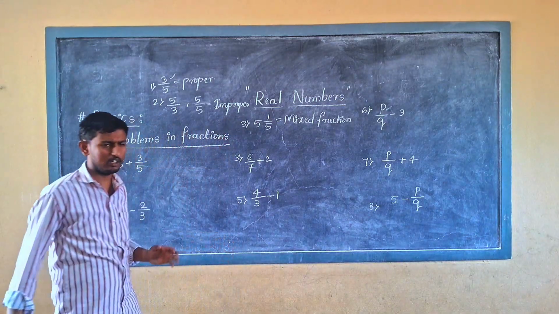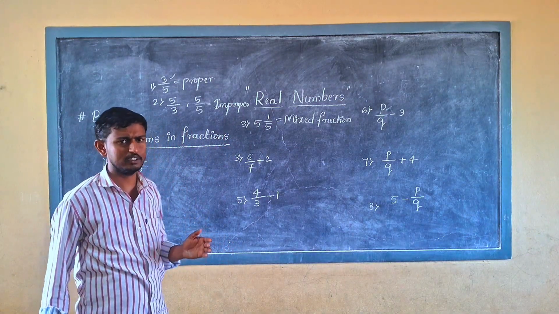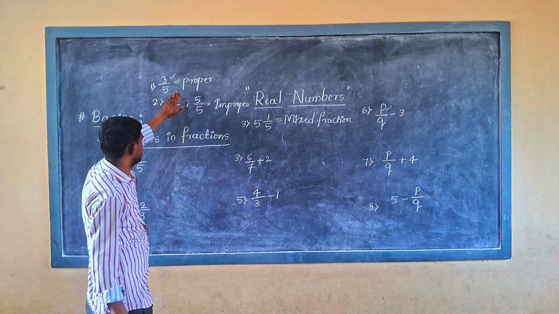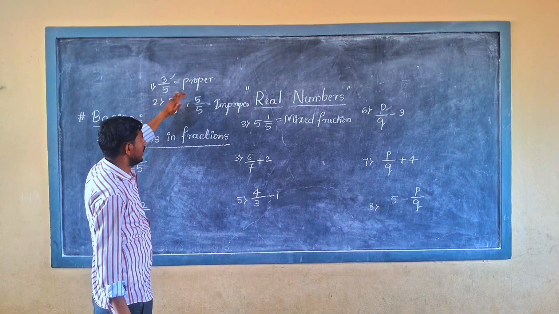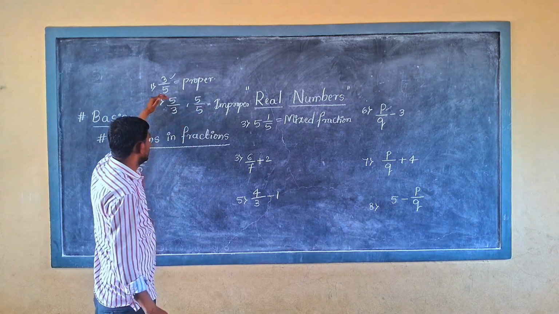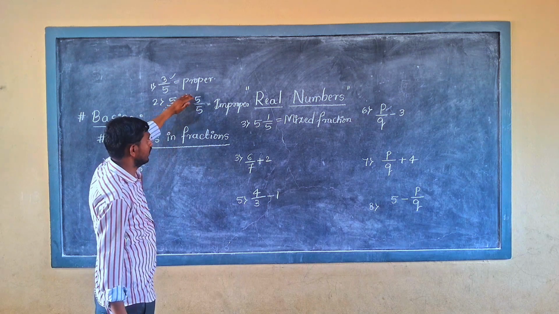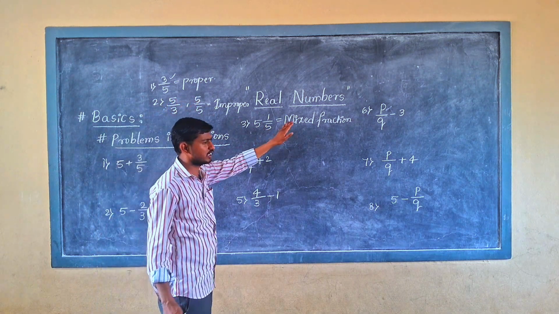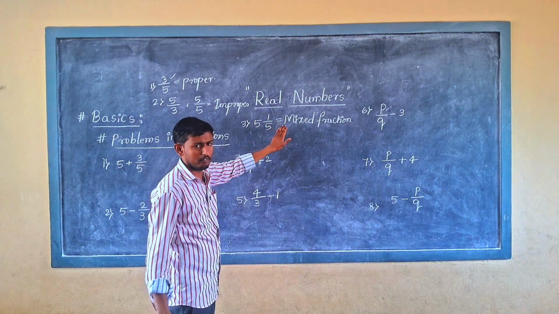We just recall what the proper fraction, improper fraction and mixed fraction are. In a proper fraction, the numerator is smaller than the denominator. In an improper fraction, the numerator is greater than the denominator, or the numerator and denominator are the same. A mixed fraction is one which has a whole number with a proper fraction.